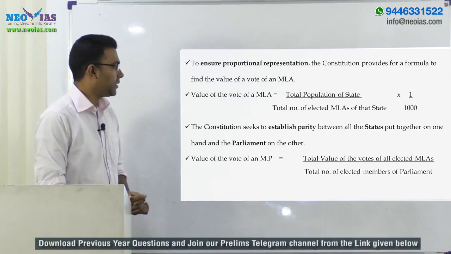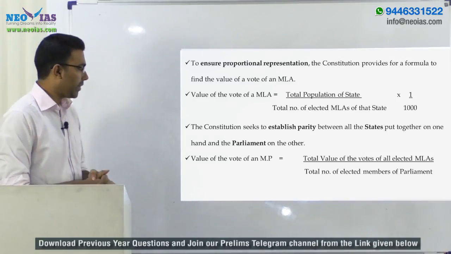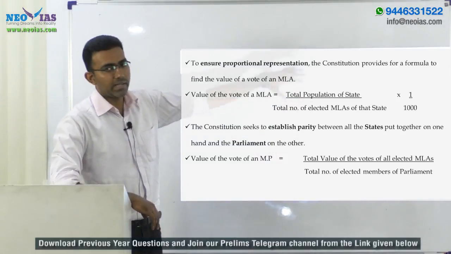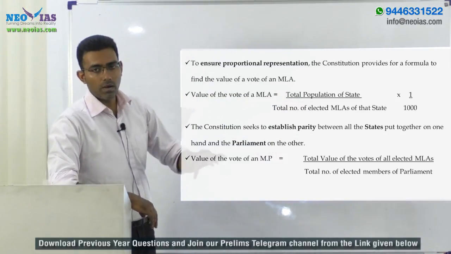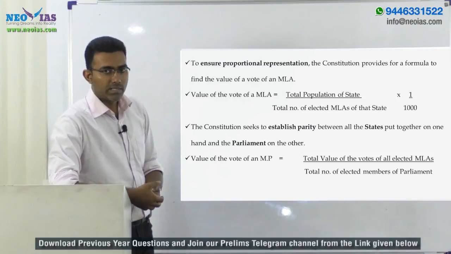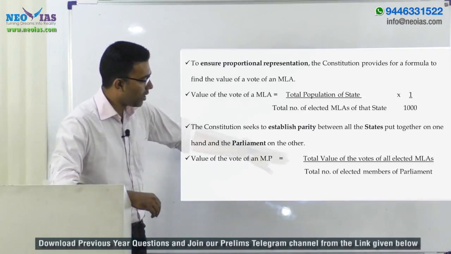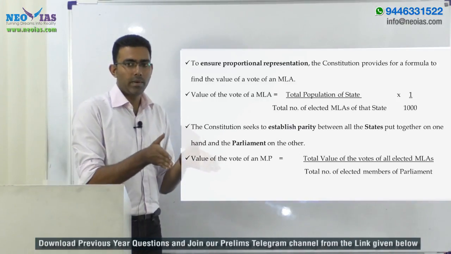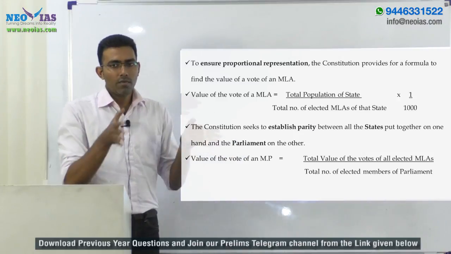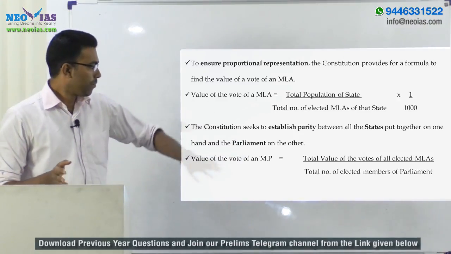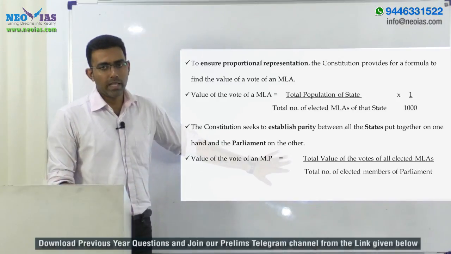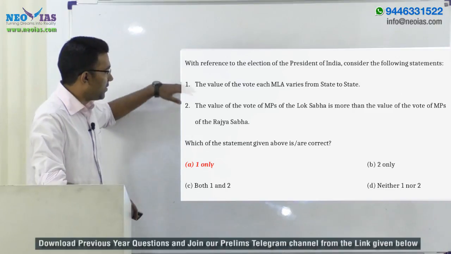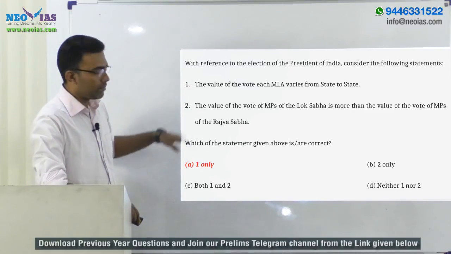Second, the Constitution seeks to establish parity between all the states put together, and that's the reason why the value of the vote of an MP equals the total value of the votes of all elected MLAs across India, divided by the total number of elected members of Parliament. It is not segregating, saying that Rajya Sabha has one value and Lok Sabha has another. These are equal. So the answer has to be 1 only: the first statement is correct, the second statement is wrong.